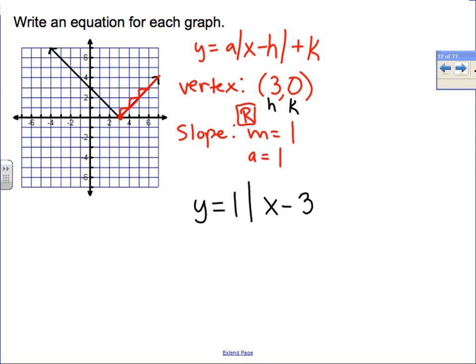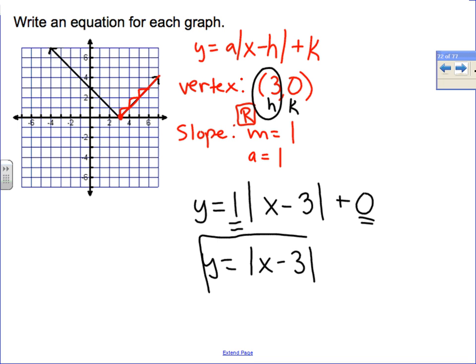It's always the opposite of the standard form. So it's x minus 3, even though this is a positive 3. And then end your absolute value. The plus 0 you can have there, but you don't have to. Just like this 1. So if you don't like having those 1s and 0s there, you could just write it as y equals absolute value of x minus 3.